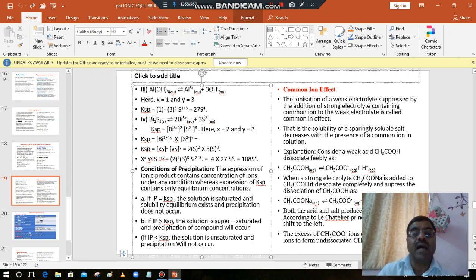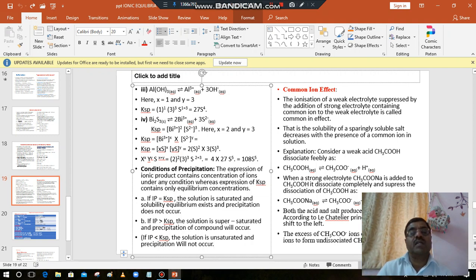If ionic product is greater than the Ksp, the solution is supersaturated and precipitation of compound will occur. It means that the number of ions in the solution is more than that of Ksp. At that time there is a precipitation. If ionic product is less, meaning the number of ions is less than the solubility product, the solution is unsaturated and precipitation will not occur.